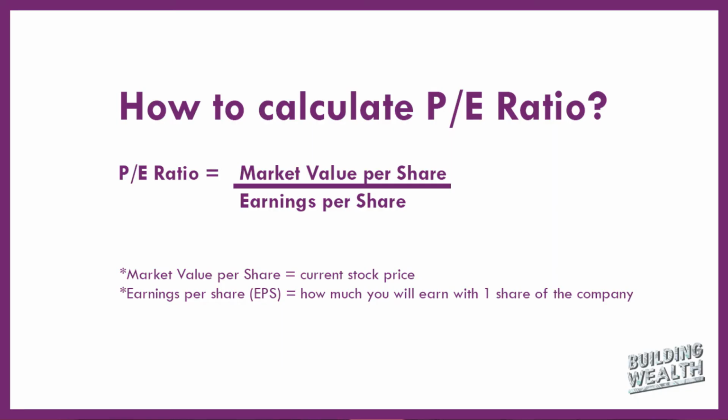The formula for PE ratio is market value per share over earnings per share. The market value is the current stock price. This is the price that comes up when you search for a certain stock. Let's go into more detail of PE ratios.